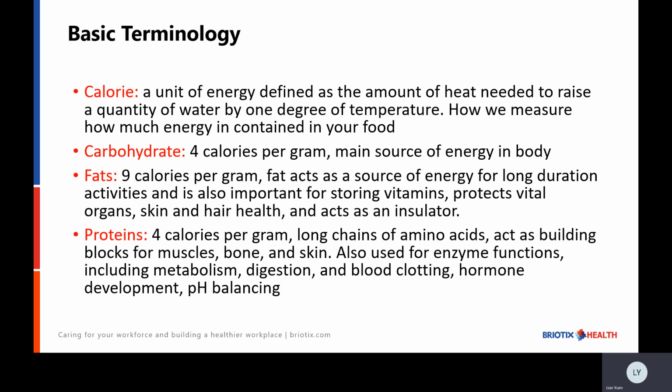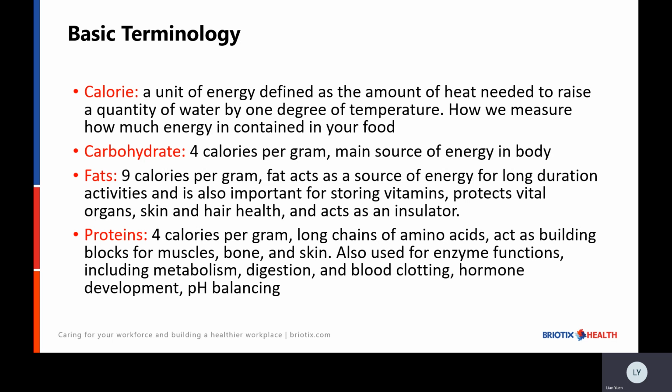A calorie is a unit of energy defined as the amount of heat needed to raise a quantity of water by 1 degree of temperature. That sounds very abstract, but the most important takeaway is that a calorie is a unit of energy that's contained in your food. This is how we calculate how much energy you consume through your diet.